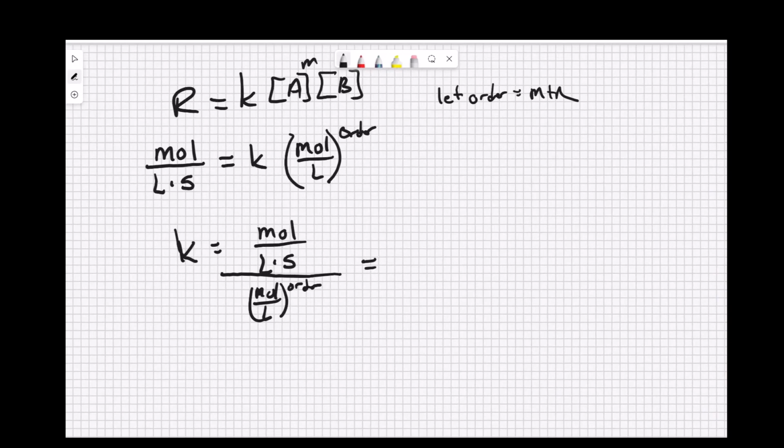So now let's clean this up a little bit. If I take the 1 over seconds out, I can say that this is just going to be seconds to the minus 1. That's the same thing as 1 over seconds. And then I've got here moles divided by liters. And I'm dividing those things and they're raised to different powers, right? So math says that this should be 1 minus order. Do you agree with that?